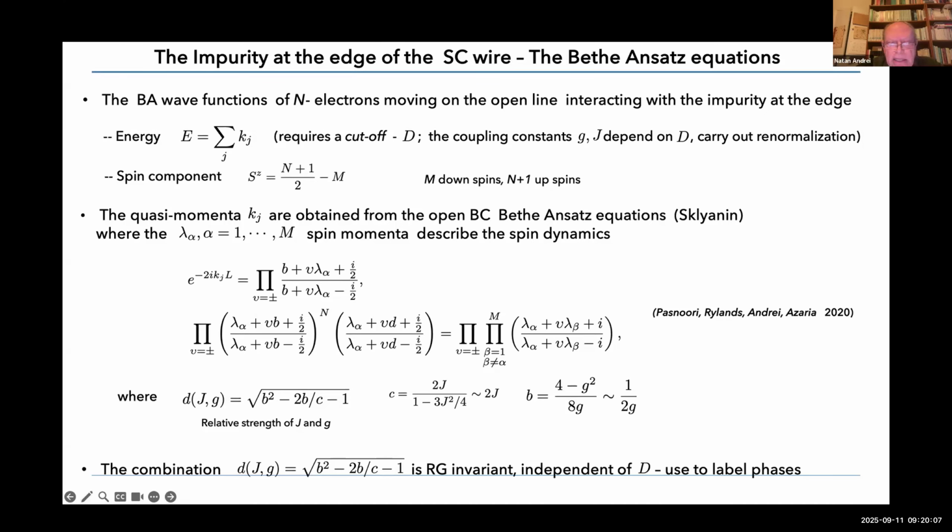So B is the bulk parameter. B is essentially 1 over 2J. And D is written down here. It measures the relative strengths of J and G, and it's an RG invariant. It does not vary as the cutoff is sent to infinity. So it is the quantity that labels the different phases. It's given by the square root of b squared minus 2b over c minus 1.